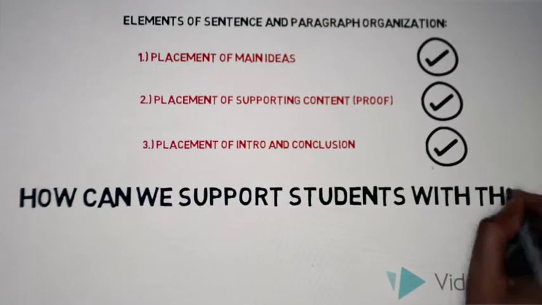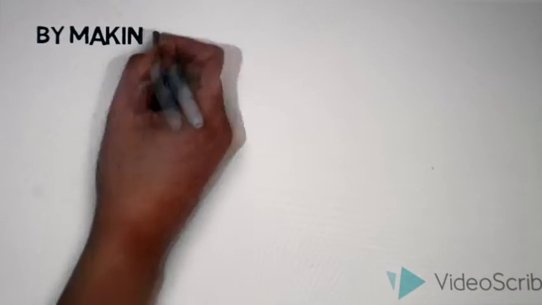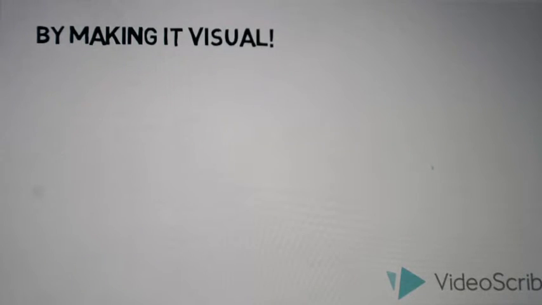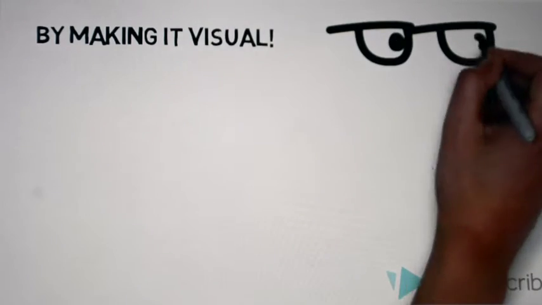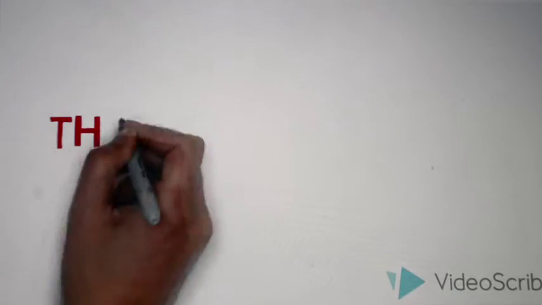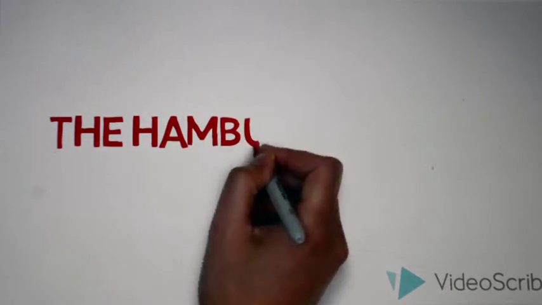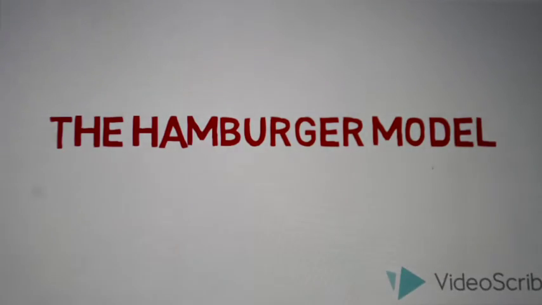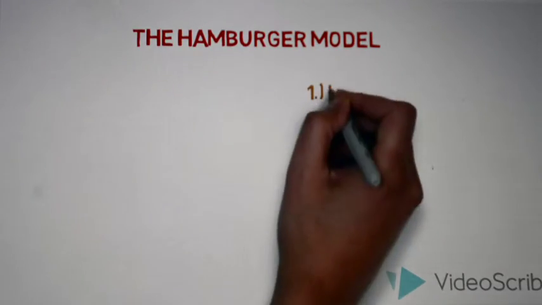Well, again, it helps to take this information and make it visual for students. So there are many different ways that you can do that, but one that seems to make the most sense for students is the hamburger model. So in a hamburger, obviously you have the top bun, the middle of the burger, and the bottom bun.